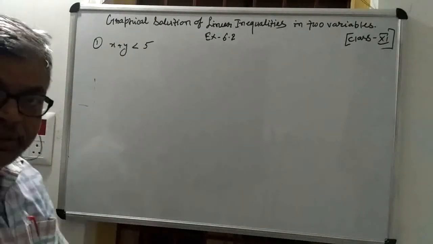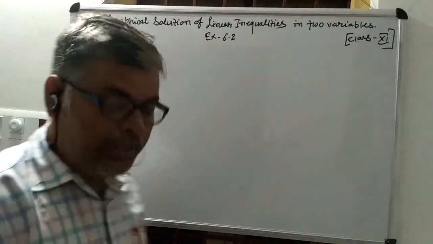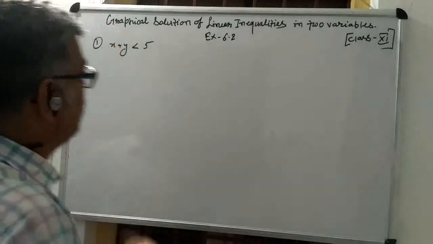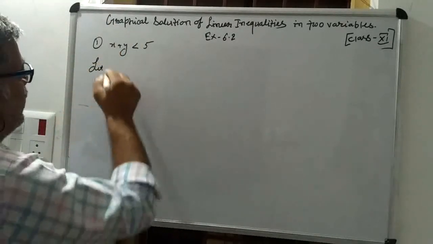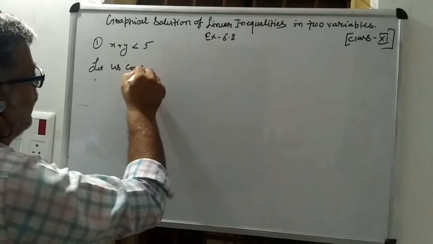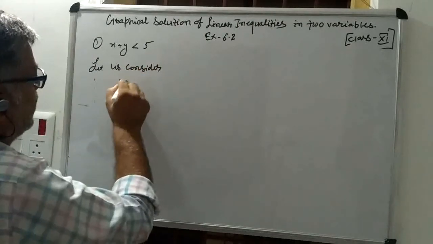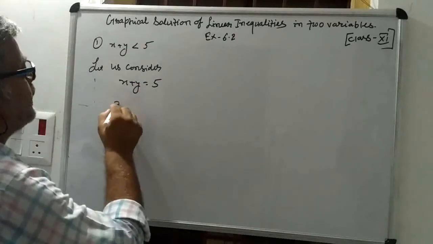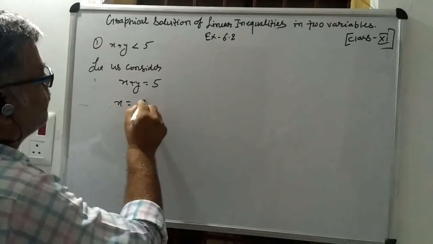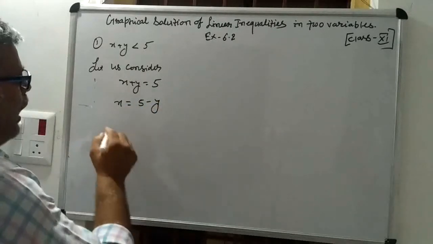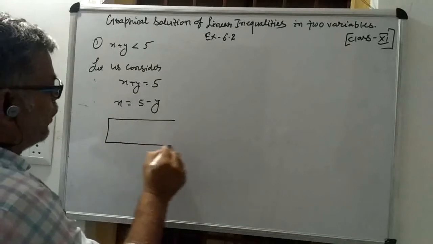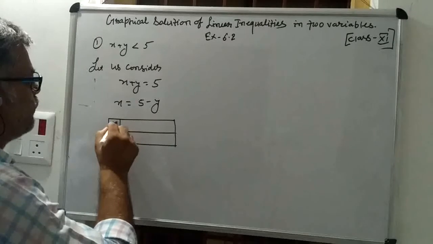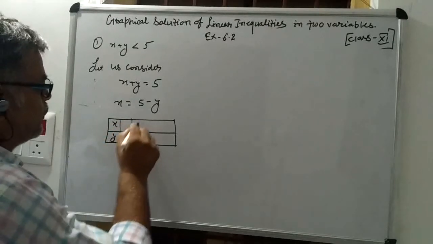Then first you draw its graph, which you have learned in class 10 also, to draw the graph of a linear equation of two variables. So first let us consider x plus y equals 5. Express one variable in terms of the other, so you can write 5 minus y, and now prepare the table for it. All these things you have done in your previous class, that is class 10, also.